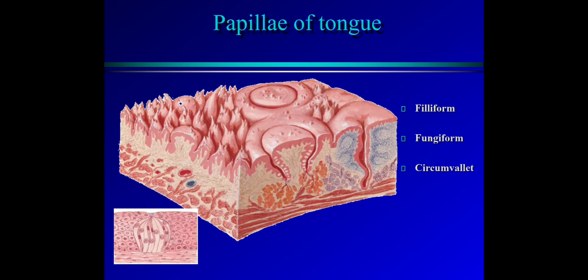This is a schematic diagram of the tongue showing the different papillae. Here this is the anterior 2/3 portion of the tongue. Here this is the posterior 1/3 portion of the tongue. Here these are the papillae present there. Here the filiform papillae, fungiform papillae, and circumvallate papillae are there. In the anterior 2/3 of the tongue, the pointed papillae seen here are the filiform papillae. The rounded top papillae are the fungiform papillae.